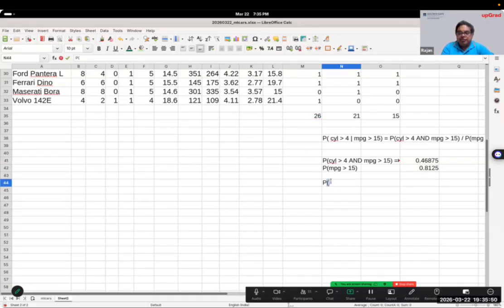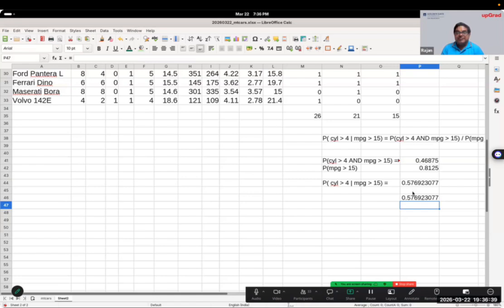So our P of A given B, or let me write P of SIL given this, is equal to this divided by this, 0.57. Okay, so what does it mean? Let's look at this. Out of these 26, 15 have both. Let's check that. So 15 over 26 is this number. This is what I was talking about.